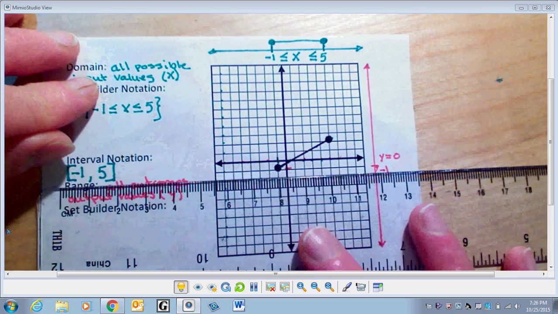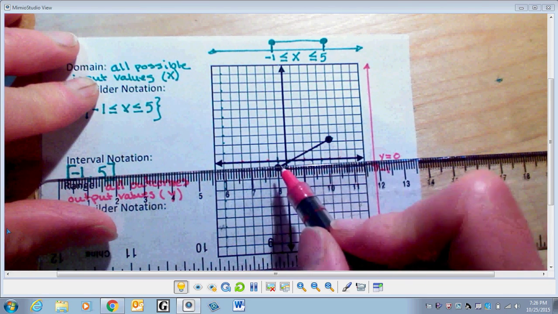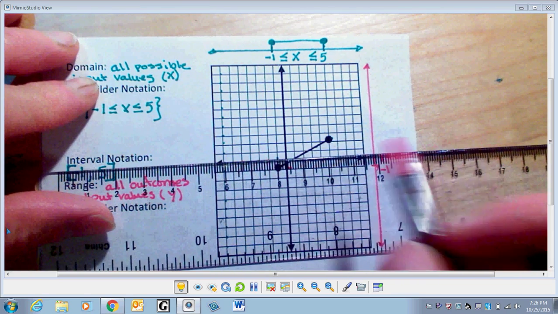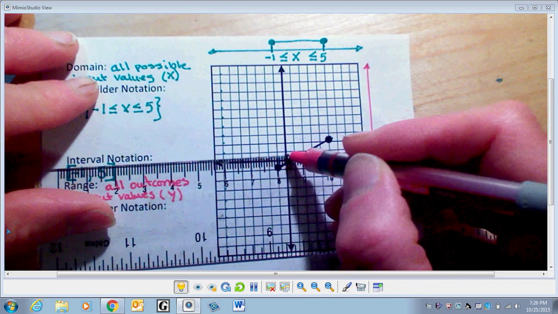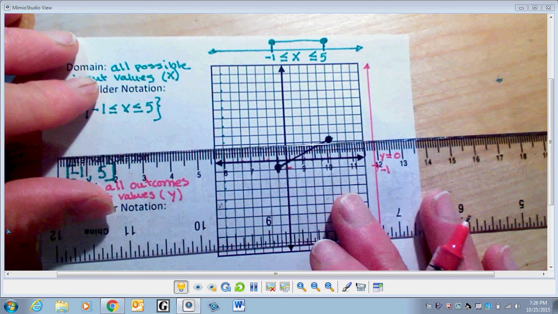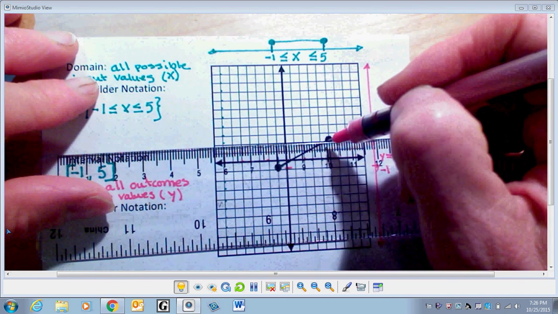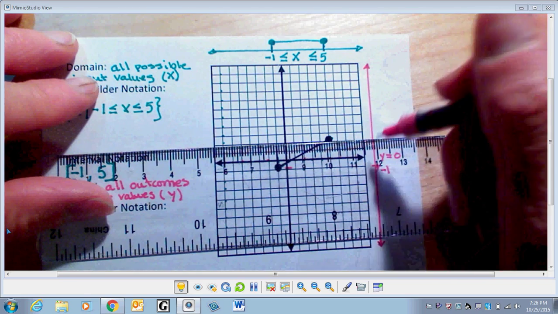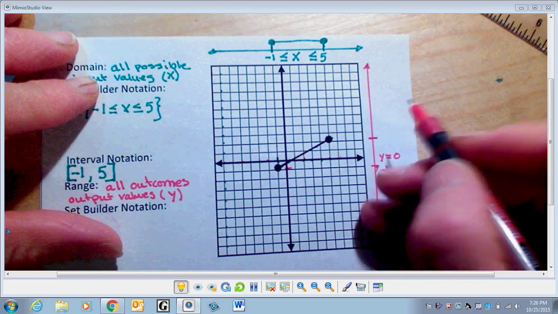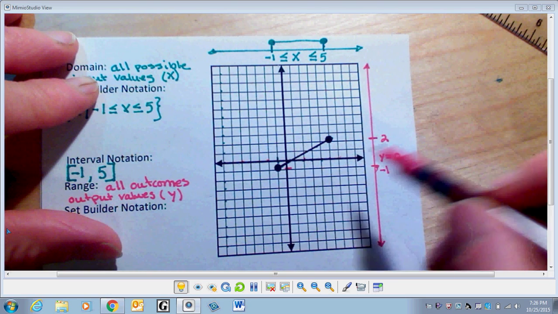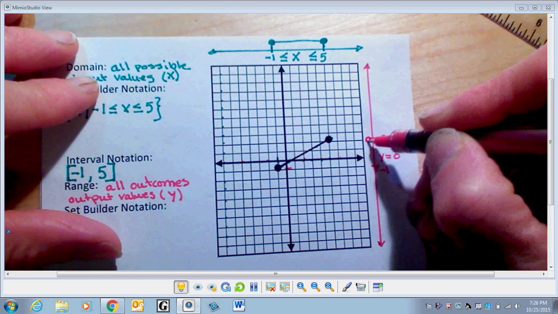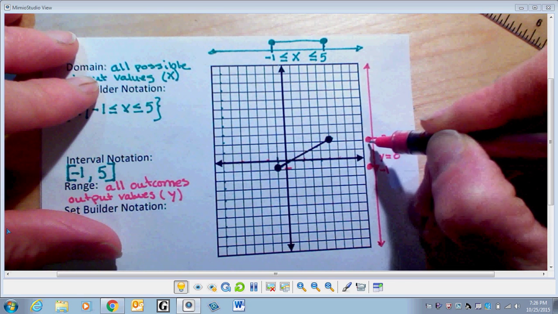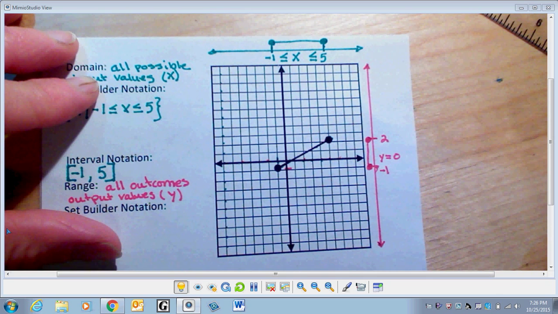And as I keep going up, I keep touching the function, which means I keep having output values. So if I were right here, I want to know what my output is, I'd look over here and get a y value. I go all the way up until the end of the function, which is right here, which is my y value of 2. Okay, so notice that these points connect. So these points connect, this is included, this one's included, and everything in between. So now I have a sideways looking graph.